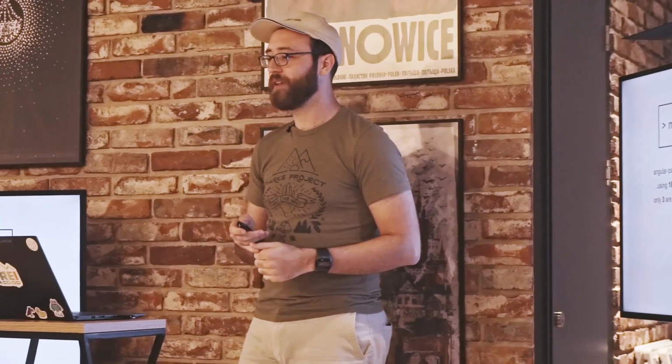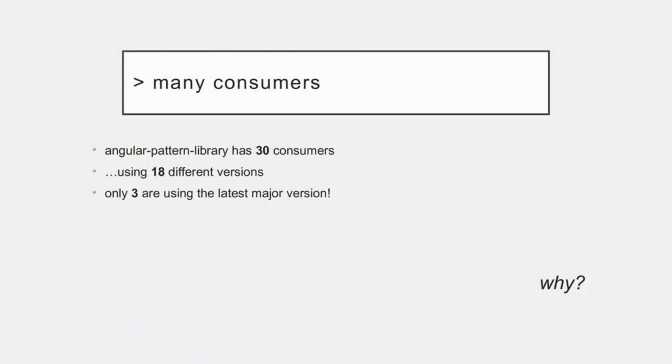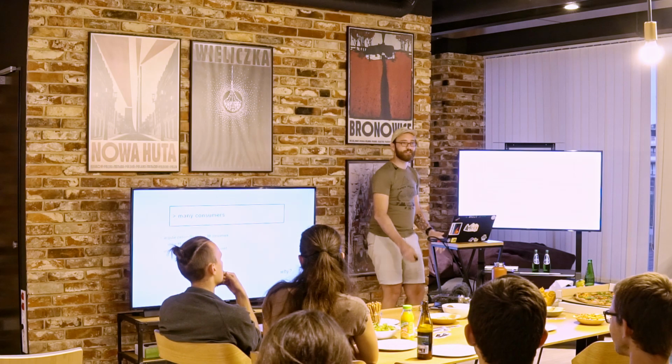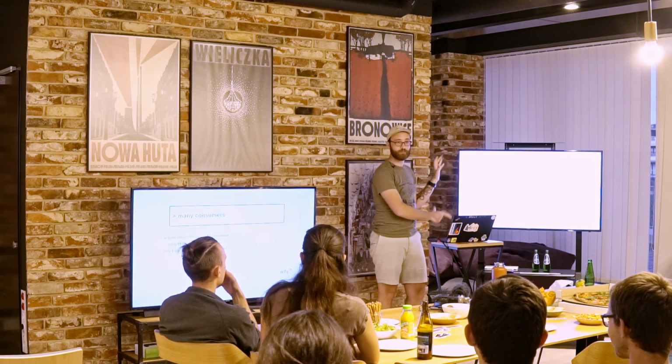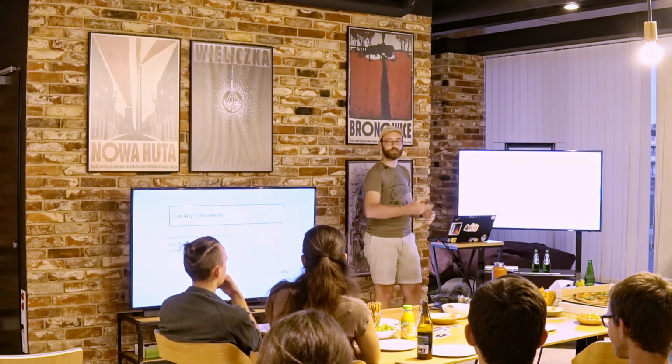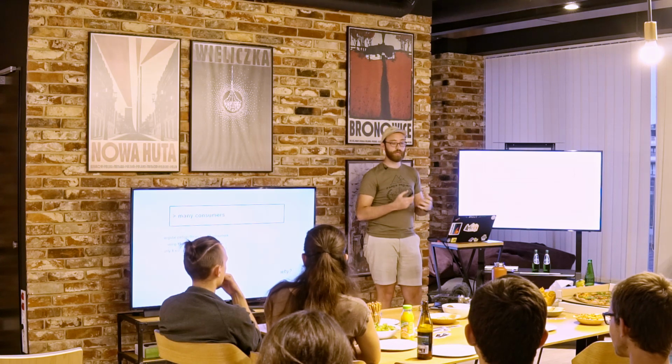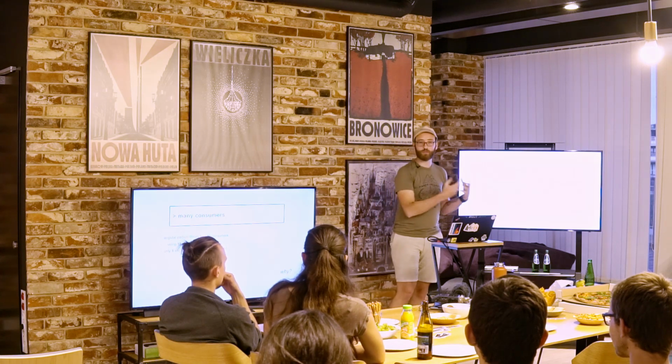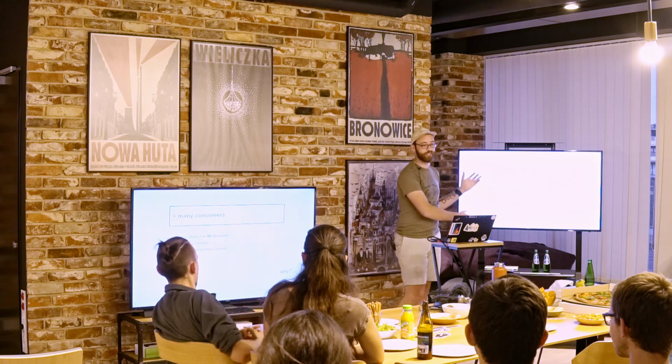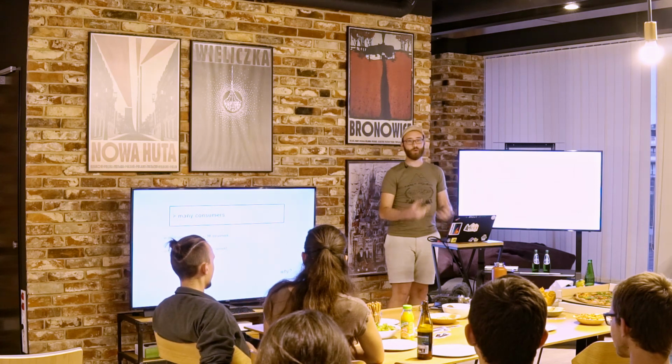But the problem is that the consumers using the library are actually using 18 different versions of it, and only 3 are using the latest major version, which means that our solution is not actually even solving the problem that it was created for, which is making sure that every app is up to date in terms of the styles. And it's effortless to have the latest styles for every application so that it's a seamless user experience. So right now, if we had new changes to the library, only 3 apps would even get those changes. So what went wrong?